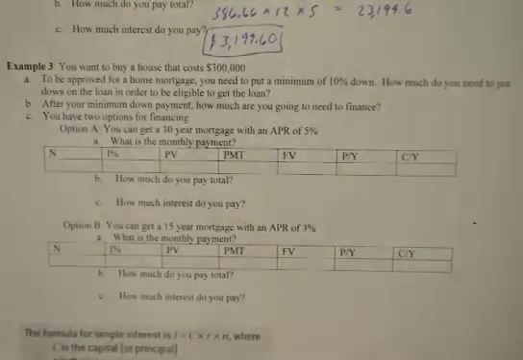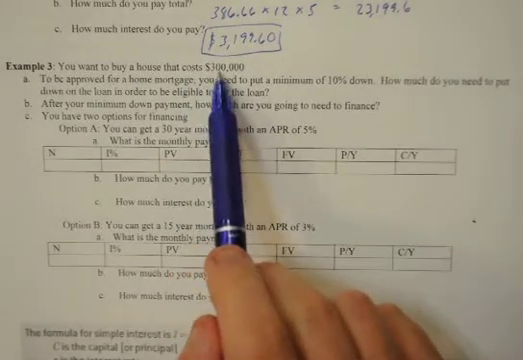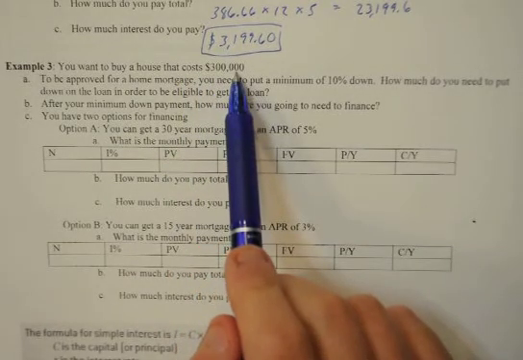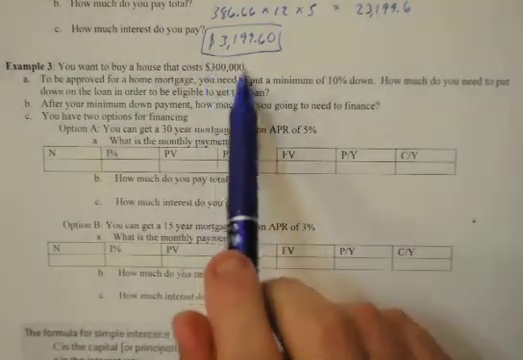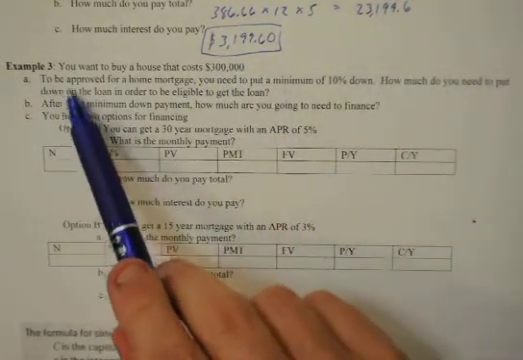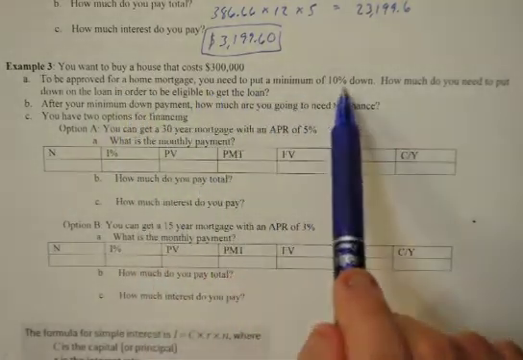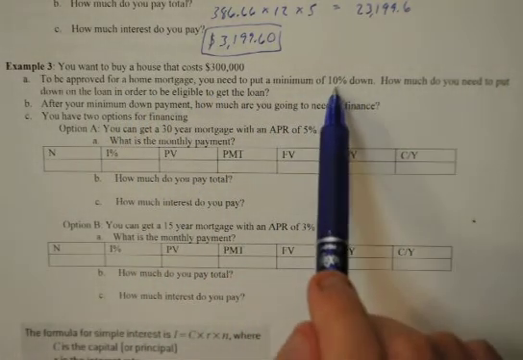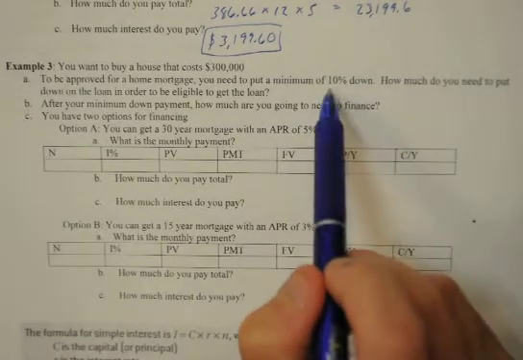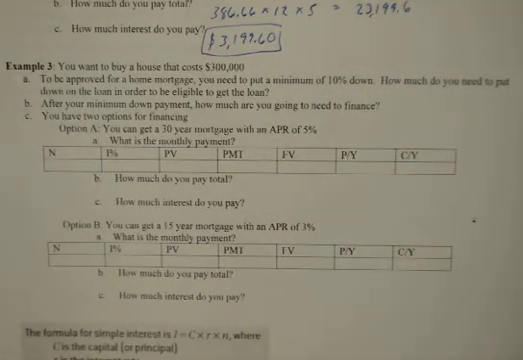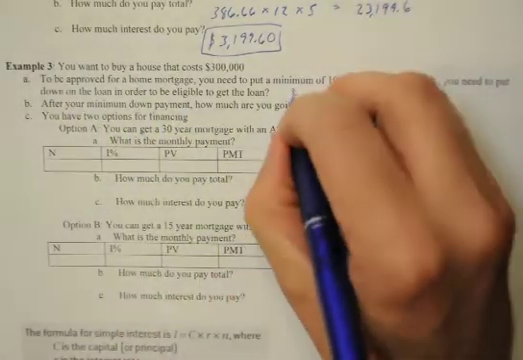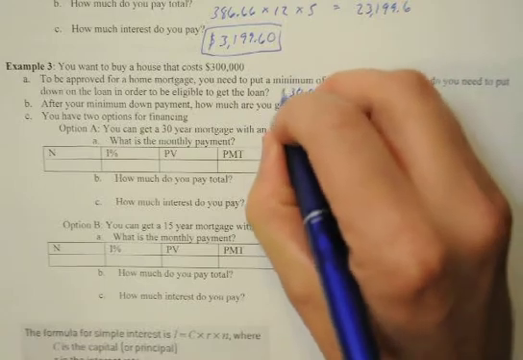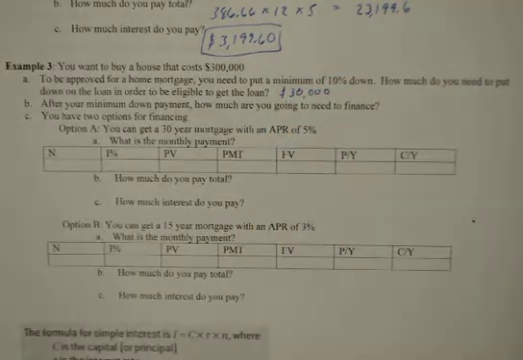It's crazy. You want to buy a house that costs $300,000. All right, that'd get you a pretty nice house around here. $300,000. To be approved for a home mortgage, you need to put a minimum of 10% down. So that's how much you need to save. How much do you need to put down in order to be eligible for the loan amount? 10%. So somehow you got to save up $30,000 to buy that house. You got to have that in the bank.